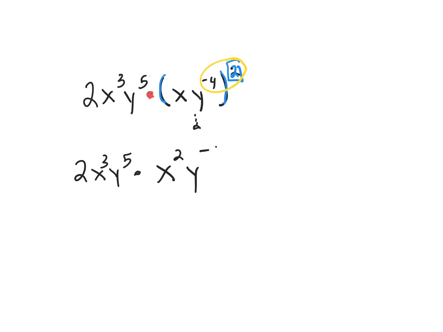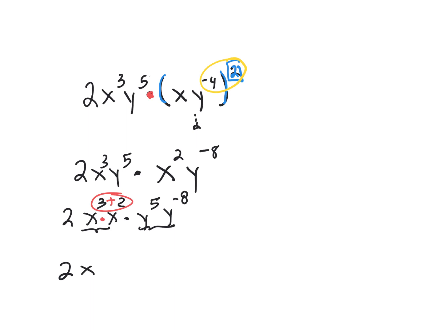So that's where we get -8. And then the x's go together and the y's go together. We're just rearranging, and then simplifying the chunks. So you get 2x to the, remember when it's a multiplication problem, you add the powers. So that would be 5. 5 plus a -8 is a -3, and that is a great answer.